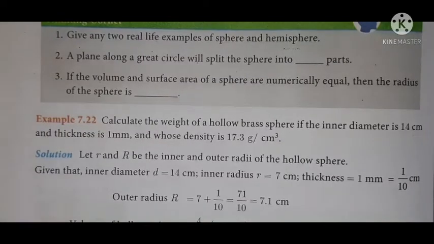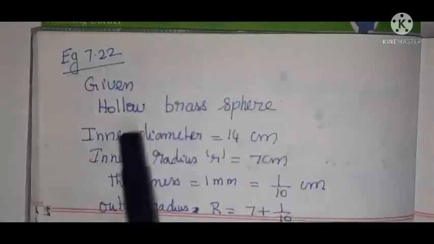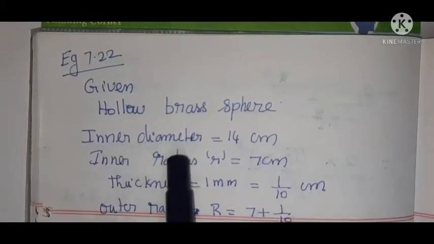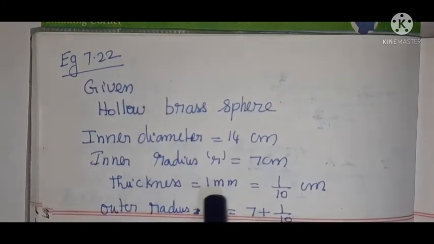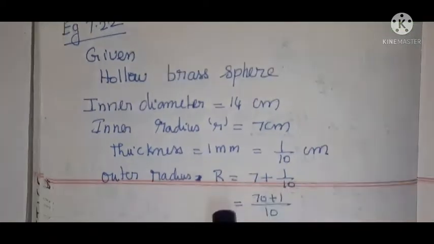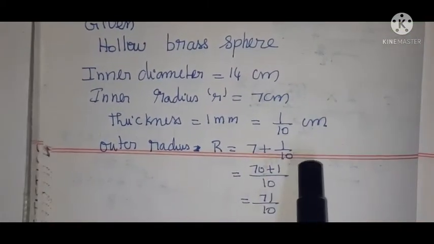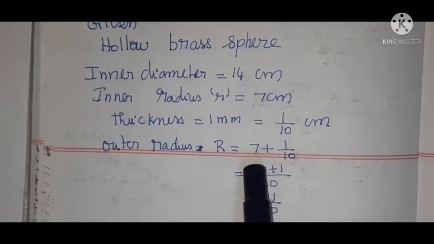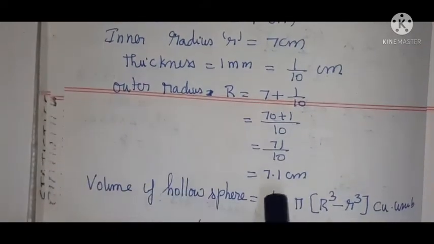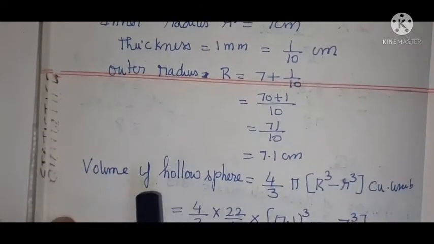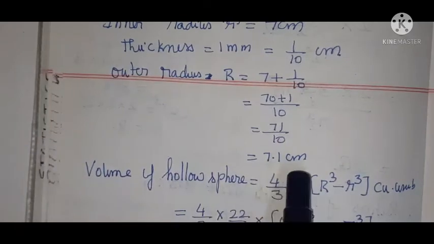To calculate the weight of the hollow brass sphere, given hollow brass sphere, inner diameter 14 centimeter, inner radius r is 7 centimeter, thickness 1 millimeter, that is 1 by 10 centimeter. Outer radius is inner radius plus thickness, 7 plus 1 by 10, LCM is 10, 70 plus 1 by 10, 71 by 10, 7.1 centimeter. Outer radius R is 7.1 centimeter.